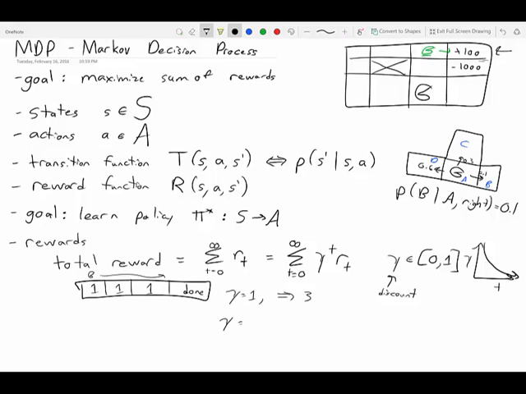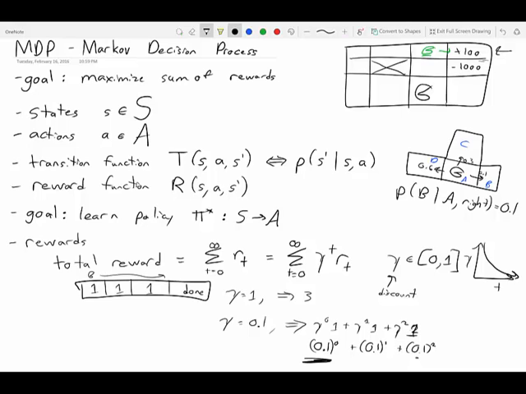But now let's say gamma equals 0.1. So the total reward, let's apply this equation, is gamma to the 0 times 1 plus gamma to the 1 times 1 plus gamma to the 2 times 1. If we rewrite this, it would be 0.1 to the 0 plus 0.1 to the 1 plus 0.1 to the 2. As you can see, we care more about what happens before compared to what happens later.